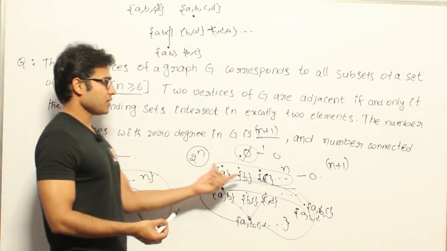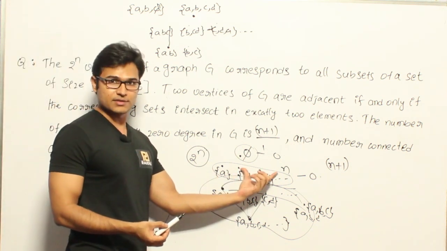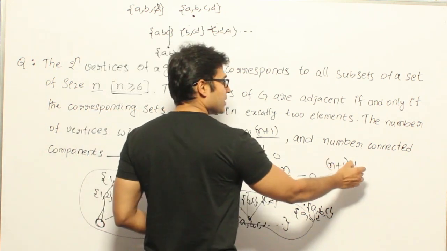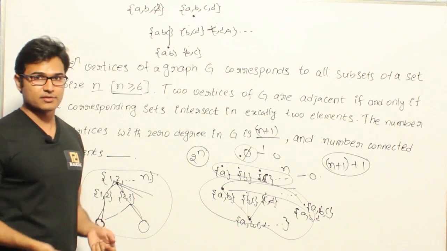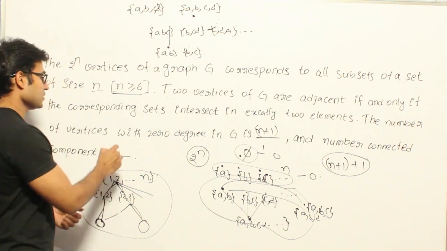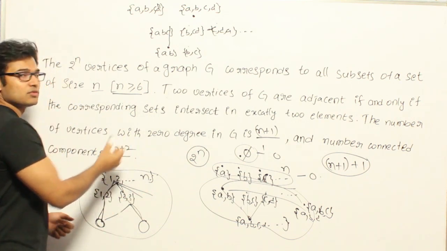So already we have n plus 1 isolated vertices and we have one big connected component containing the remaining elements put together. So the number of connected components is going to be n plus 2.